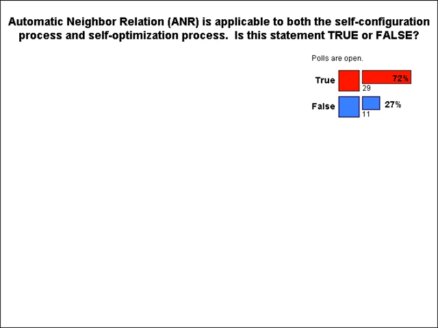So that would be self-optimization: after we have started talking to the UEs, we are able to change the neighbor list. We are automatically changing the neighbors. That would be part of self-optimization. So that's why it's a combination.